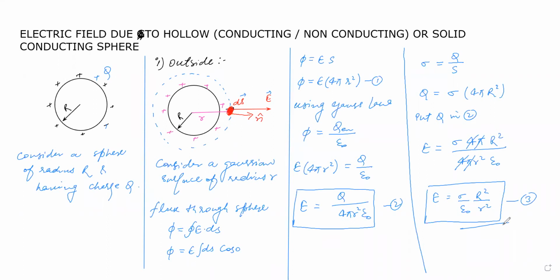This is the value of electric field outside of the sphere at any point P, which is at small r separation from the center of the sphere. Okay. And now we are going to calculate the electric field at the surface of the sphere. So in part 2, we are going to calculate at the surface.